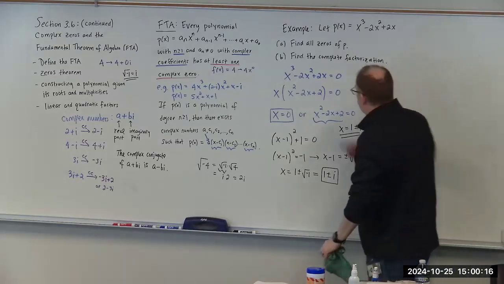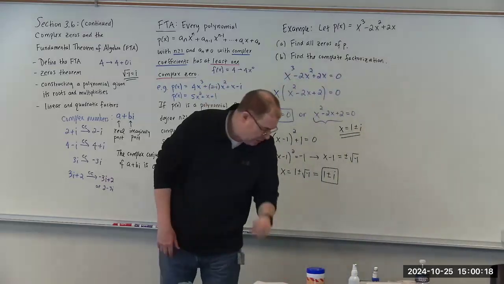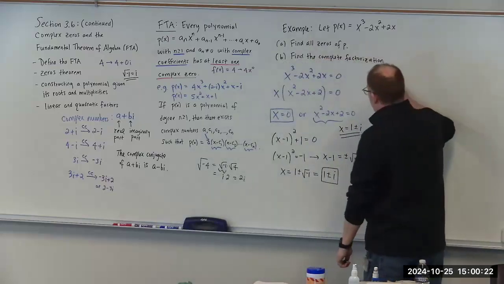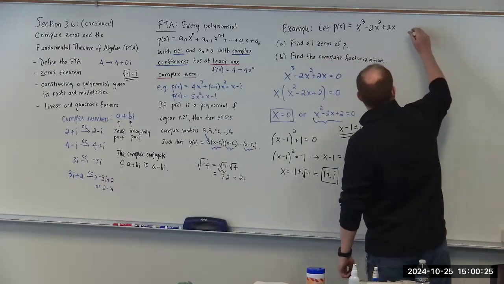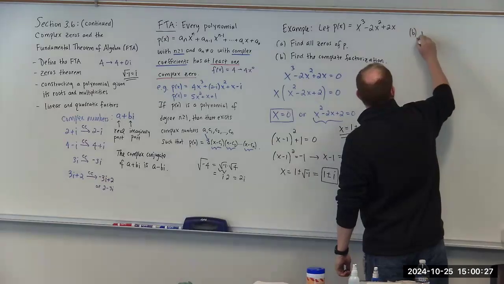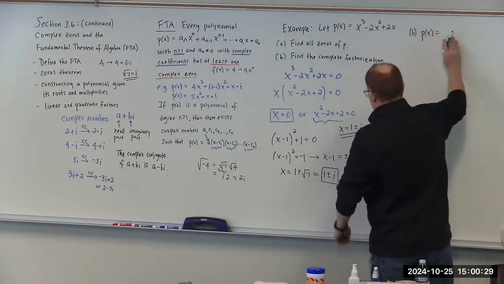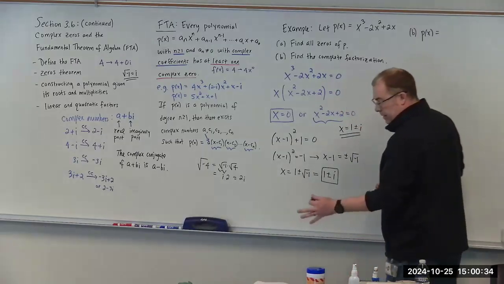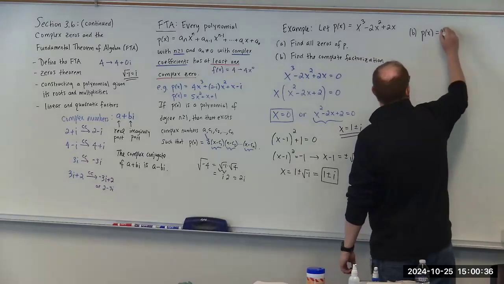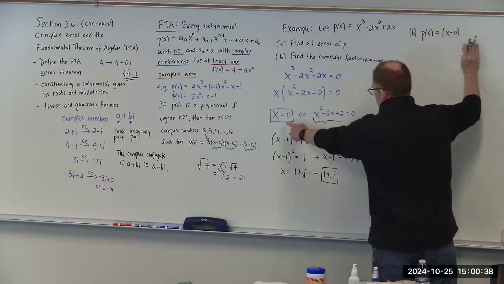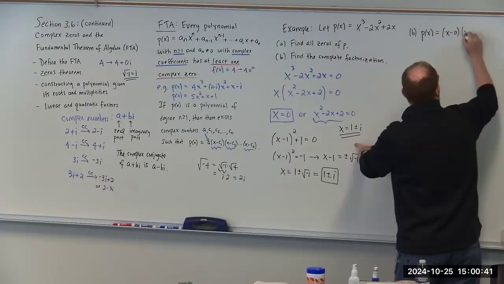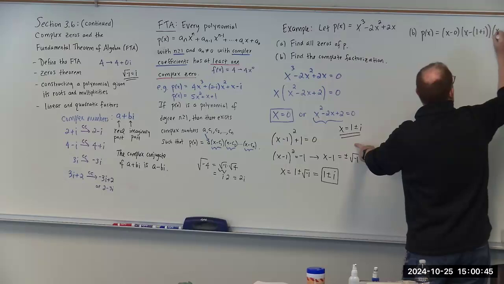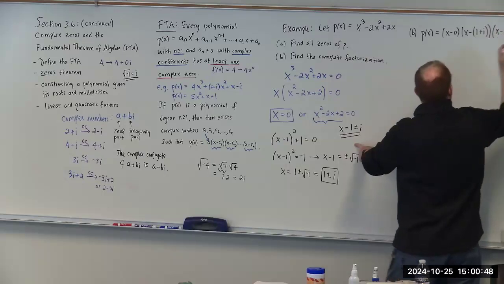Okay, so let's take care of part B. So we want to find the complete factorization. So we just take x minus the root value. We get x minus 0. Here we get x minus (1 plus i), and then times x minus (1 minus i).